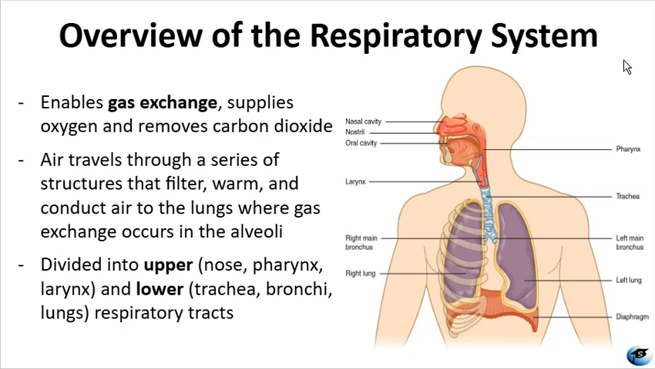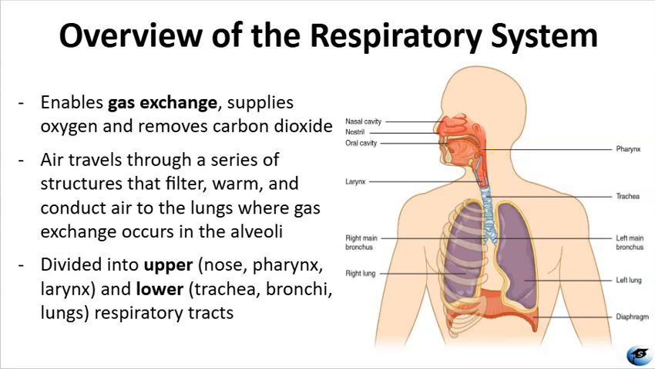So the primary function of the respiratory system is to enable gas exchange. What that means is you're bringing oxygen into the body and you're removing carbon dioxide, which is a waste product of cellular metabolism. This exchange is vital for maintaining proper blood pH and for supporting energy production in all of your cells. As air enters the body, it travels through a series of structures that filter, warm, and humidify the air before it reaches the lungs. This conditioning process protects the delicate tissues in the lower respiratory tract and helps to optimize gas exchange.